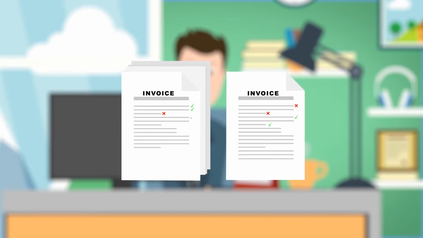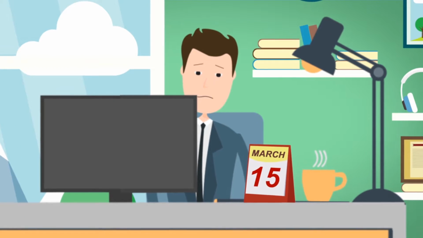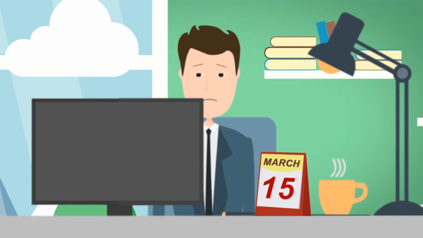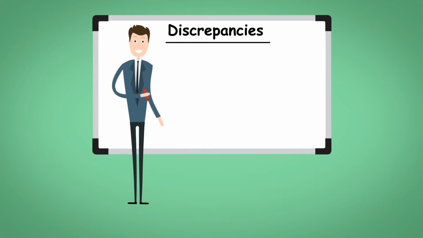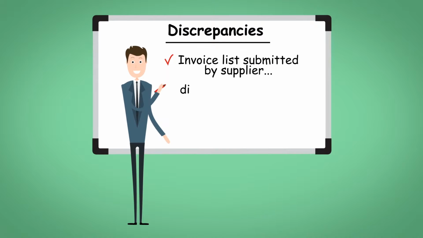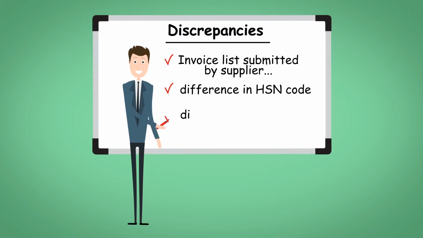Discrepancies of various types can arise. The invoice list submitted by the supplier and Lokesh does not match. There is a discrepancy in details provided by Lokesh and the supplier for the same invoice: a difference in HSN code, a difference in amount of tax, etc.